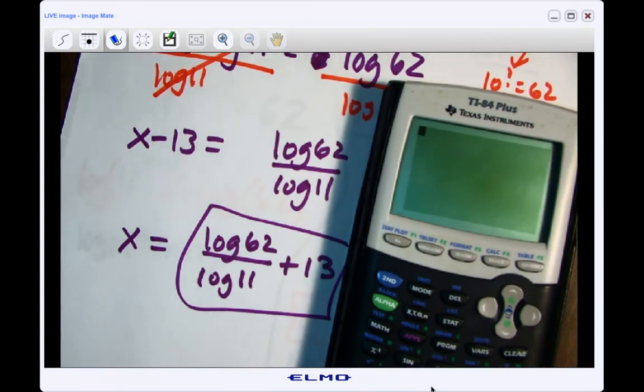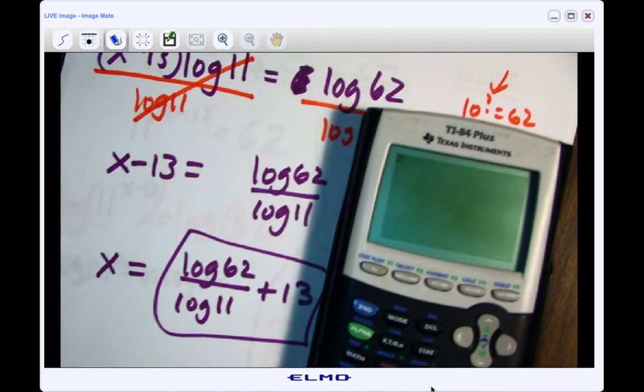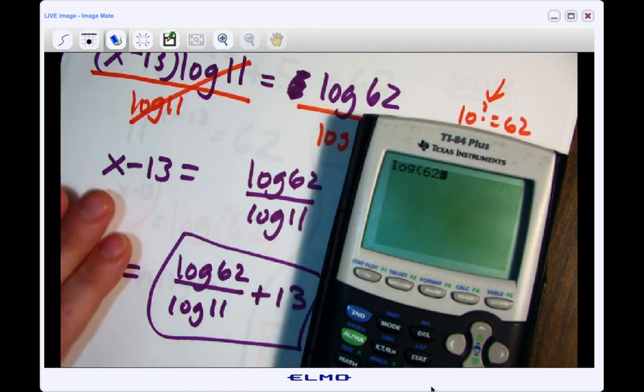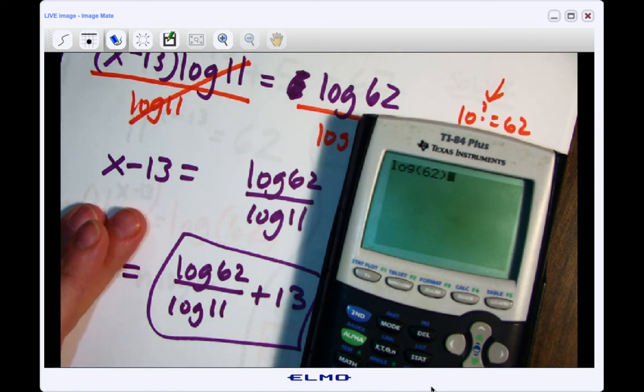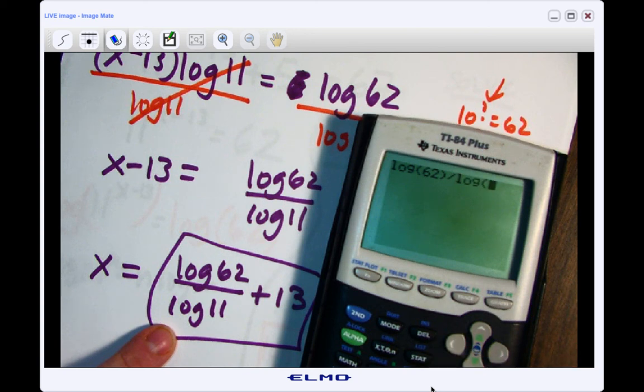Okay? So what I'm going to do is hit this log button here. You see it? I'm going to do log 62. My calculator only does two bases. It does log base 10 and log base e, which we'll talk about in another video. And that's why I chose to use base 10. I chose base 10 for this one on purpose because I knew my calculator could find that out for me.